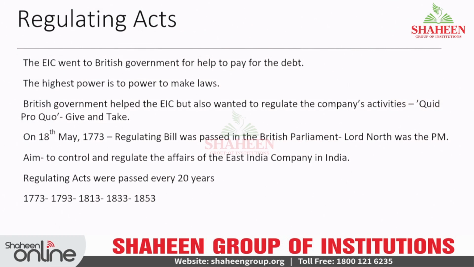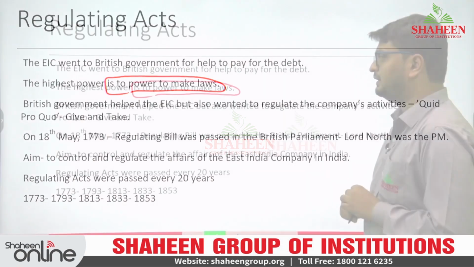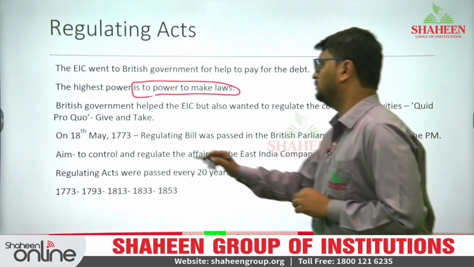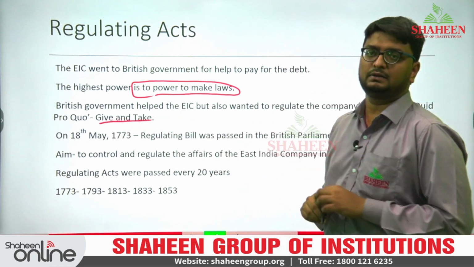So the East India Company went to the British government for help to pay its debt. The highest power is basically to make laws. The British government helped the East India Company, but in return they wanted a quid pro quo, give and take. They wanted to regulate the East India Company.